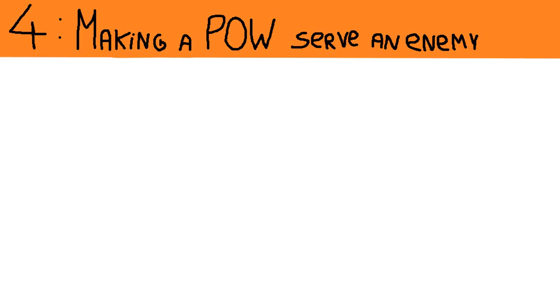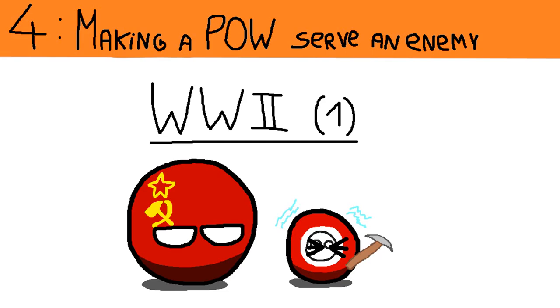Number 4. Making a prisoner of war serve an enemy. There actually aren't many great examples of POWs actually fighting for the opposing side, but the Soviet Union would often send theirs to hard labor camps during World War II.